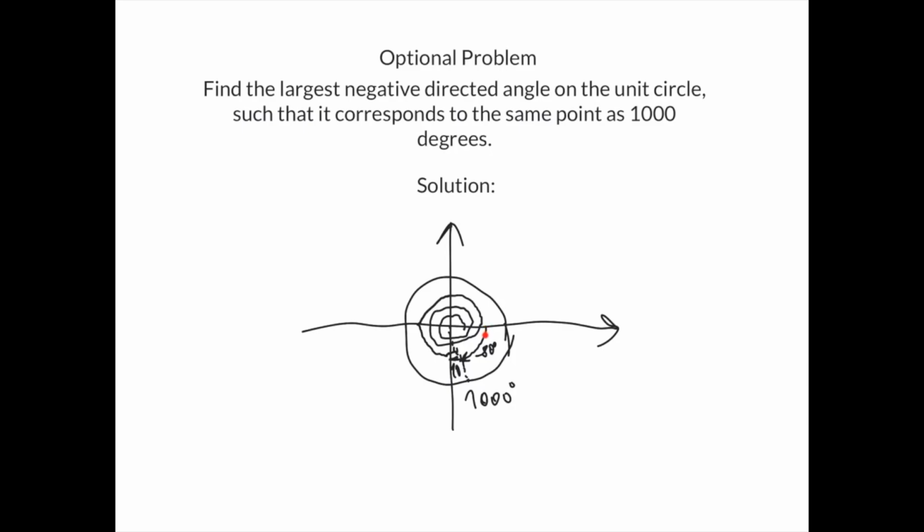Let's see why it's the largest. We can make another round like this, and then we arrive at negative 80 minus 360 degrees, but this is smaller than negative 80. No matter how many times we do this, go around the circle like this, the negative angles are going to go smaller and smaller and smaller. So negative 80 is the largest negative angle that exists, which corresponds to 1000 degrees.